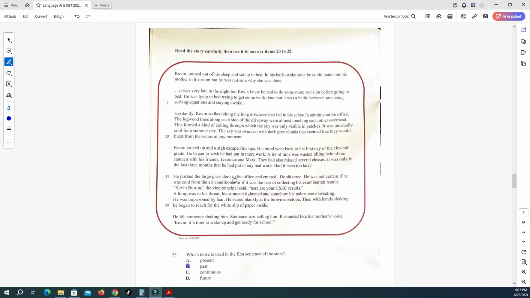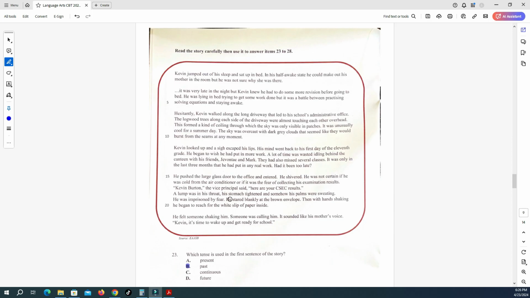He pushed the large glass door to the office and entered. He shivered. He was not certain if he was cold from the air conditioner or if it was the fear of collecting his examination results. "Kevin Burton," the vice principal said, "here are your CSEC results."